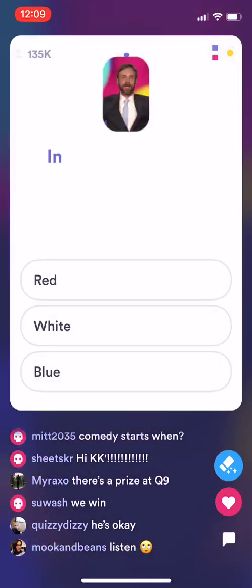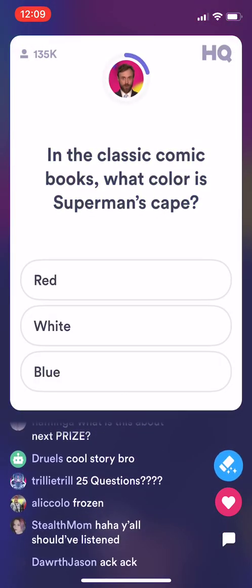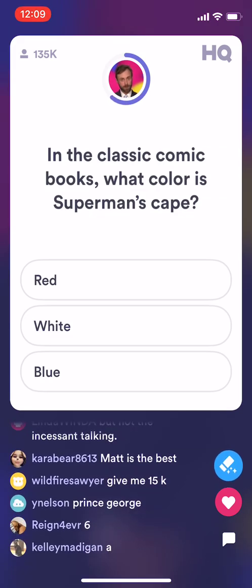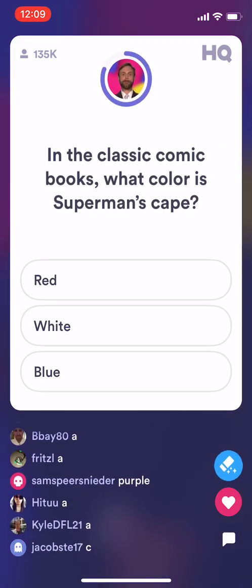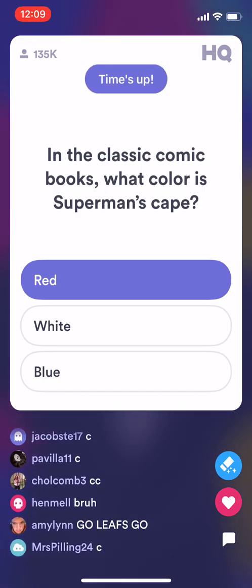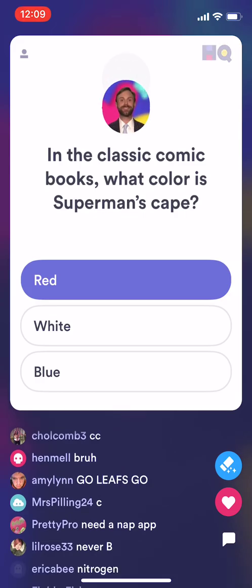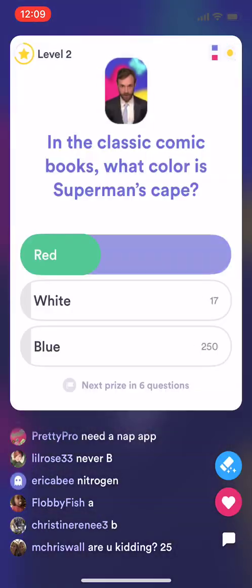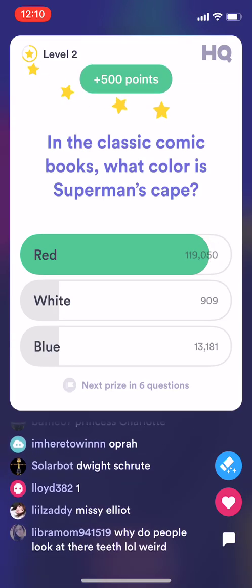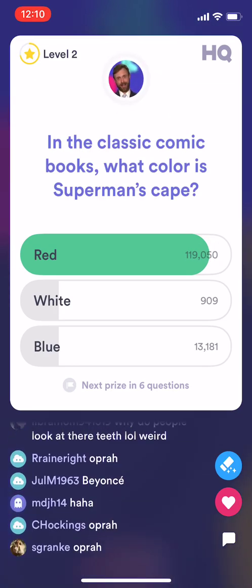Question 3. In the classic comic books, what color is Superman's cape? White, blue. Which one is it? Superman's cape is typically red. That's right, red. 119,050 people got it right.